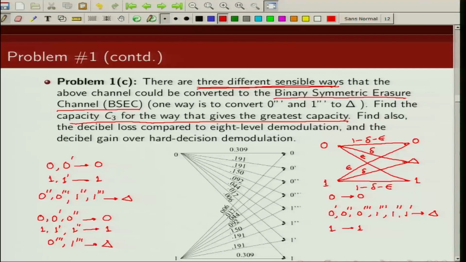And second part of the question says, find also the decibel loss compared to the 8 level demodulation and the decibel gain over hard demodulation. So, it's asking us to compute the loss in capacity compared to this original channel and gain in the capacity compared to the binary symmetric channel that we did in the problem 1b.